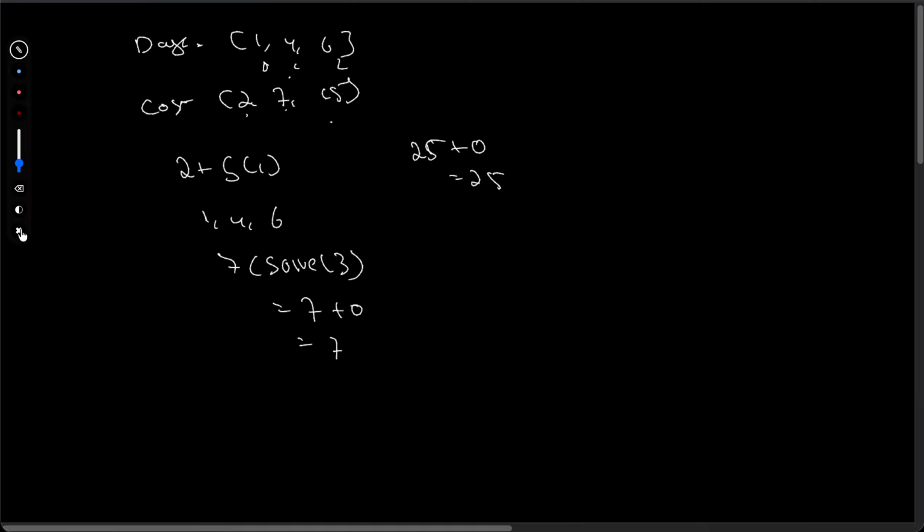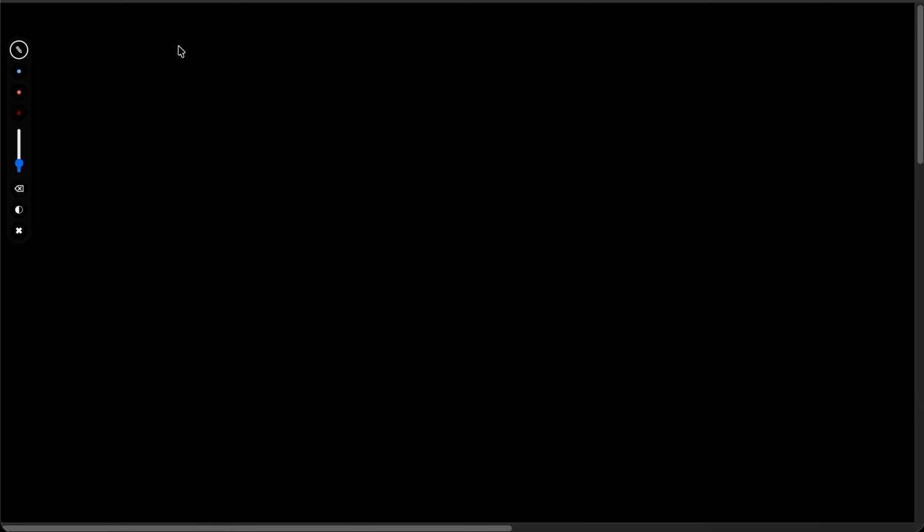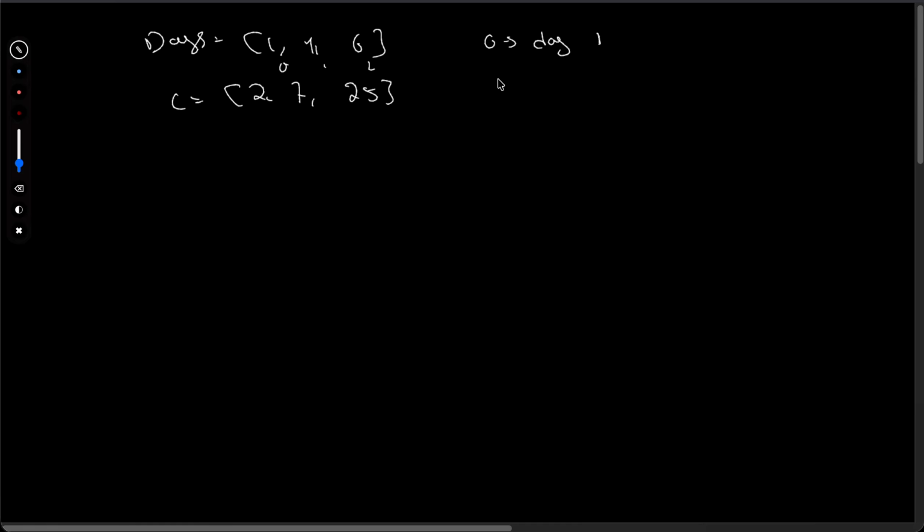Now wait, days of 1 4 6, cost of 2 7 25. See, index 0 is day 1, index 1 is day 4, index 2 is day 6, and index 3 is the end, because we have to return 0 here.